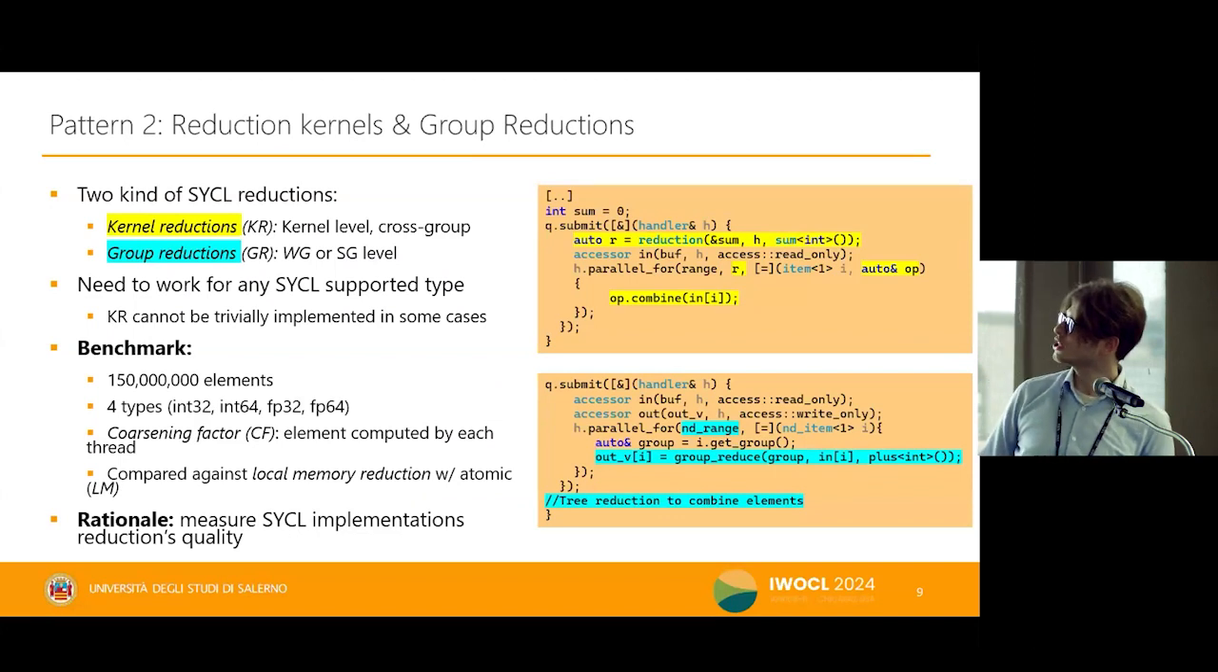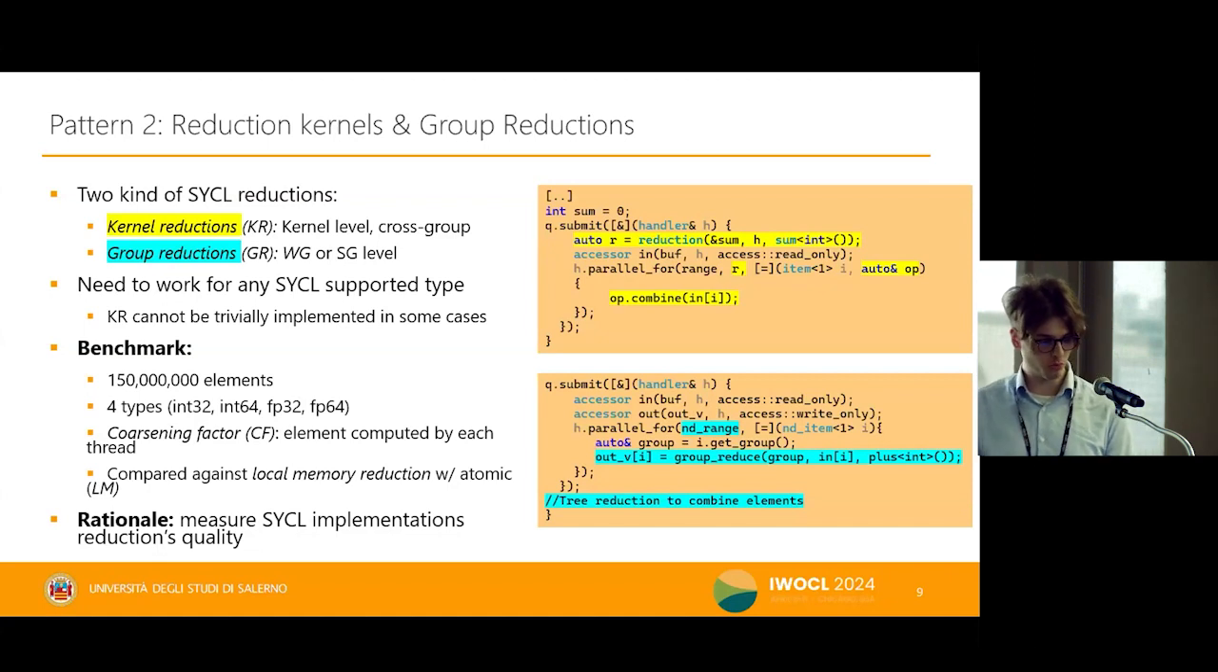The second pattern is reduction. We know that in SYCL we have two kinds of reduction: kernel reduction, which is at the kernel level, and group reduction, which we can use inside the kernel, at work-group or subgroup level. We need a SYCL reduction that works with any SYCL supported type, and it can be a kind of trick to implement. It's maybe not trivial, and it can be complicated to optimize.